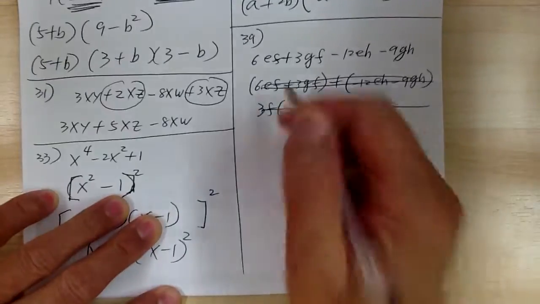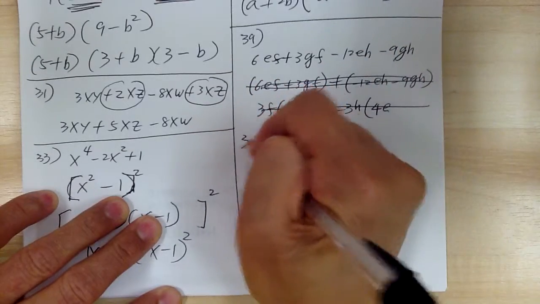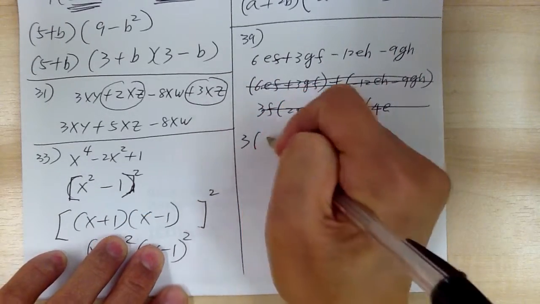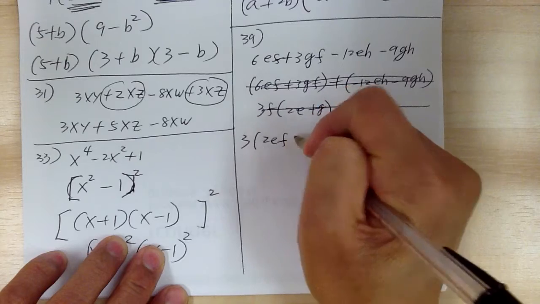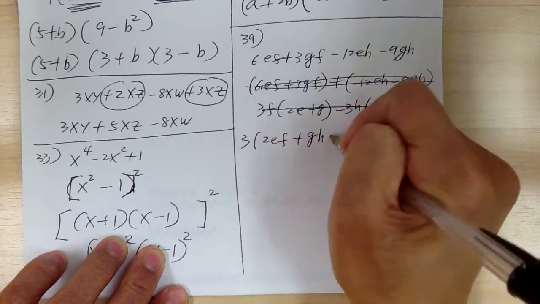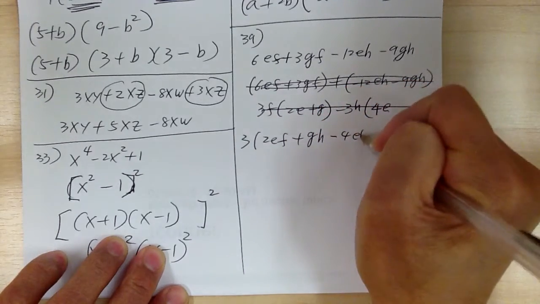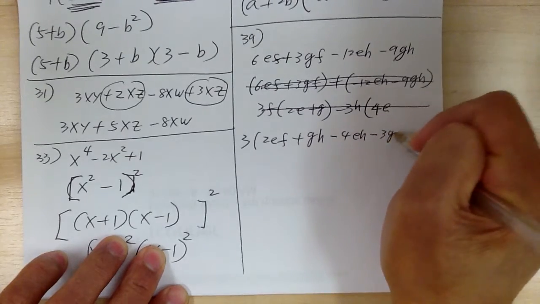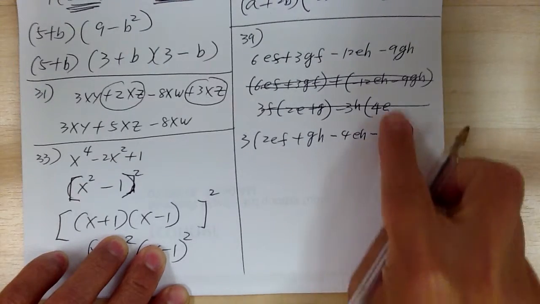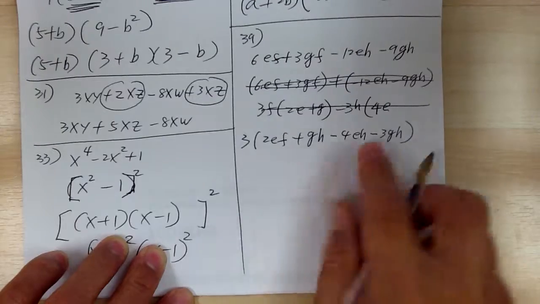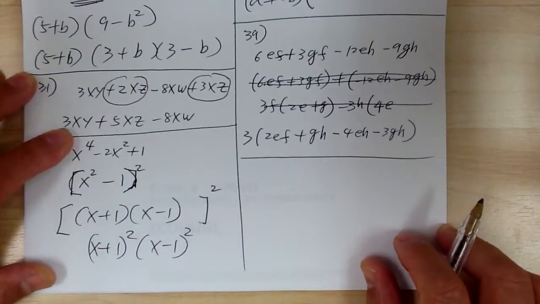Okay, let's go back. So step 1, factor out the 3. And you get 2EF plus GF. Yeah, we have to do step 1 first. Yeah, got carried away. And after that, if you try to group, it's not going to work. So this is as far as you can go, and that's it. Okay.